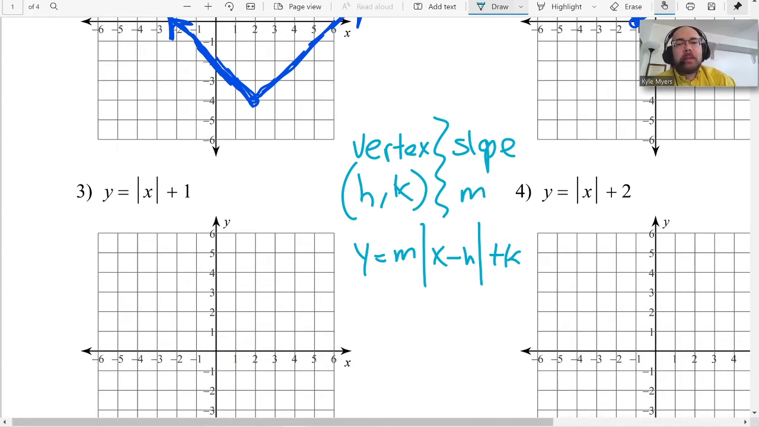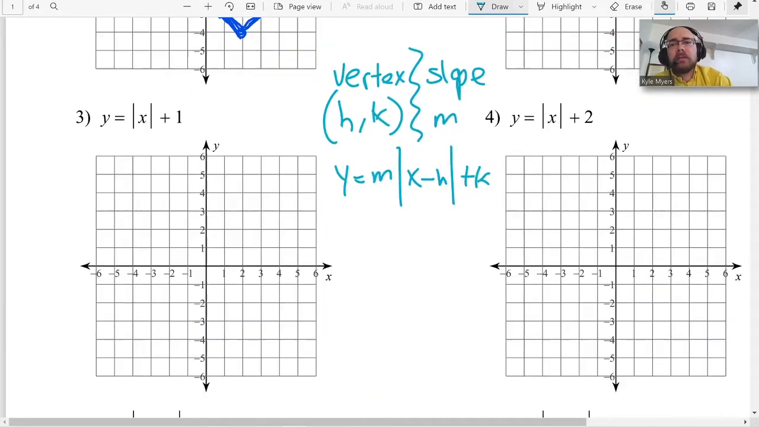But this is helpful because the number in front of the absolute value bar is going to be your slope. The opposite of the number in the parentheses is your x part of your vertex, and then the number outside is your y part of your vertex. And that's all you need, really, for all of these. You just need the vertex and then the slope. Vertex is going to be, well, what's being added or subtracted inside the parentheses. 0, comma, 1. So right there. And the slope is 1 again.